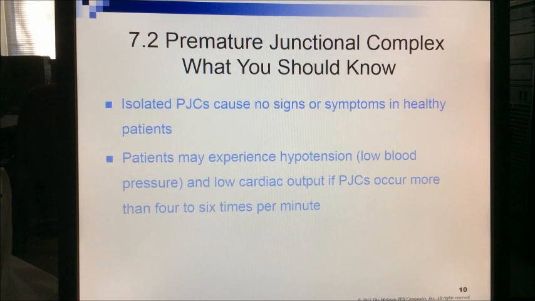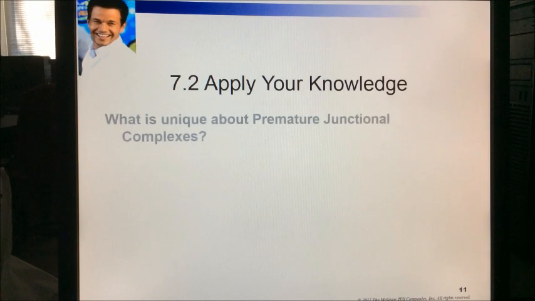However, some might experience hypotension and low cardiac output if they have a lot of these PJCs occurring. The example I showed you had just one, but if they had like 4 to 6 a minute, they could show signs of low cardiac output, with hypotension, fatigue, dizziness, and so on. So whether or not they show symptoms depends on how many PJCs they have.